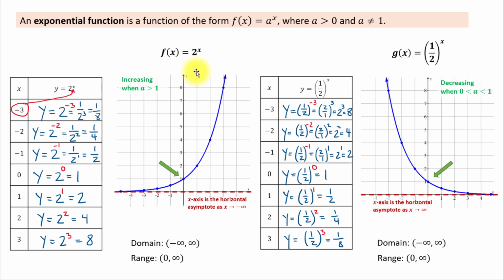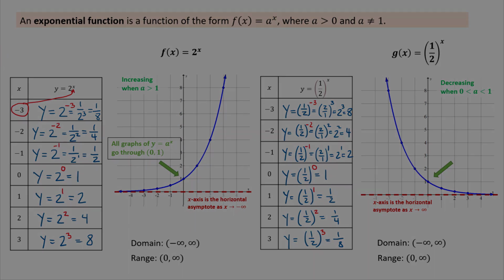So no matter what base the exponential function has, when x equals 0, the corresponding y value will always be 1. So we can conclude that all graphs of the exponential function y equals a to the power x would go through the point (0, 1). In other words, cross the y-axis at 1. There are a few more things that we can mention about the graph of an exponential function.